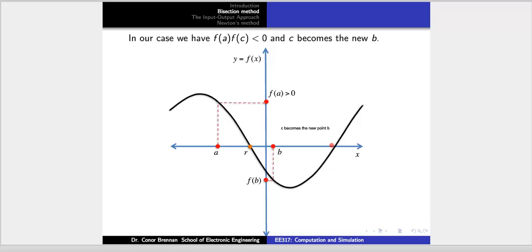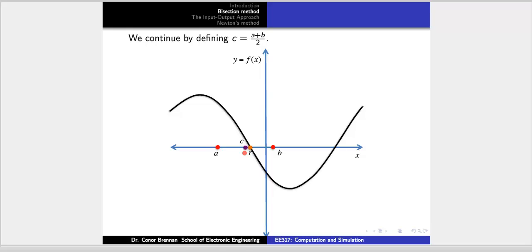So in our case, we had the first scenario, f of A times f of C was negative, so C becomes the new B. So B was over here somewhere, and becomes this one. Now we have a smaller interval, A B, and we repeat the process again. Just keep on going. So again, we define a midpoint, A plus B over 2.